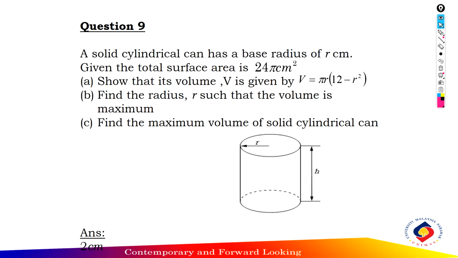Okay, question 9. Show the volume of the cylinder equals πr times (12 minus r²), and find the radius when the volume is maximum. And question C, find the maximum volume of the cylinder.